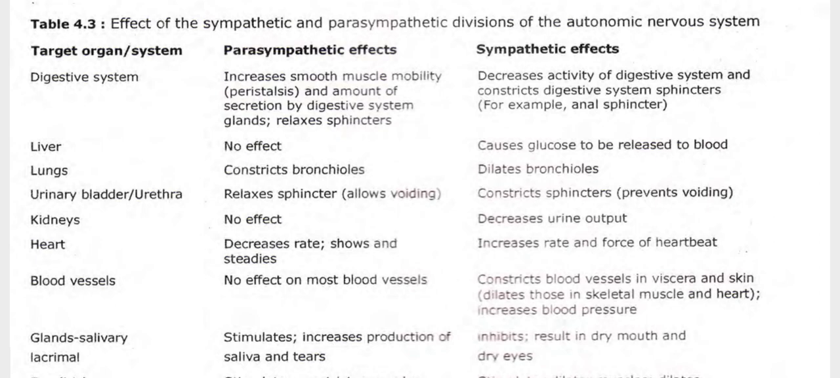Okay. So liver: no effect, versus causes glucose to be released to blood, because when we are going to fight, we need glucose. Even when we are going to flight, that also requires glucose in the blood. Then lungs: constricts bronchioles, versus dilates bronchioles, because a great amount of oxygen is to be taken in. Then urinary bladder or urethra: relaxes sphincters, allows voiding, versus constricts sphincters, prevents voiding.